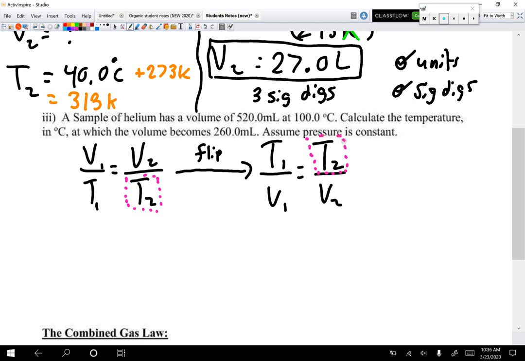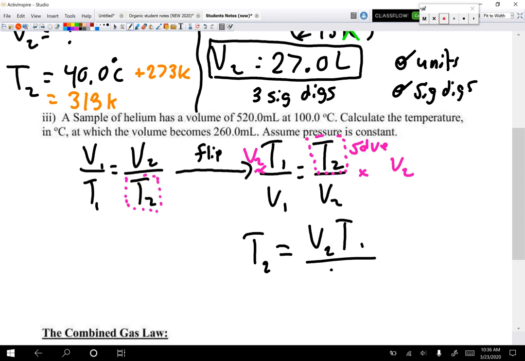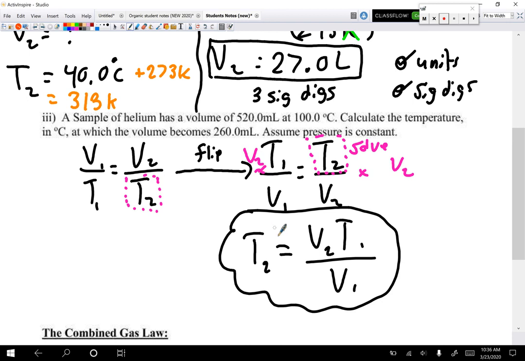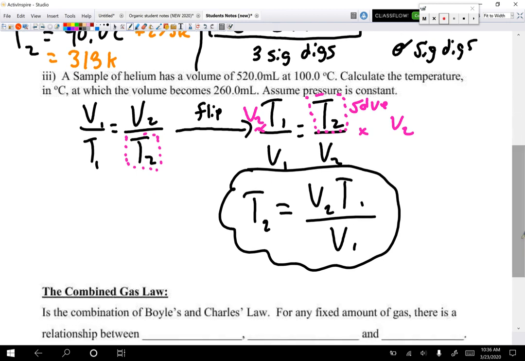Now we'll notice that if we want to solve for this right here, we can, because now we can divide both sides by V2 to get our new equation of T2 is equal to V2 T1 all over V1. And that was our new equation. Then of course when we do solve that, what you are going to get is your answers.